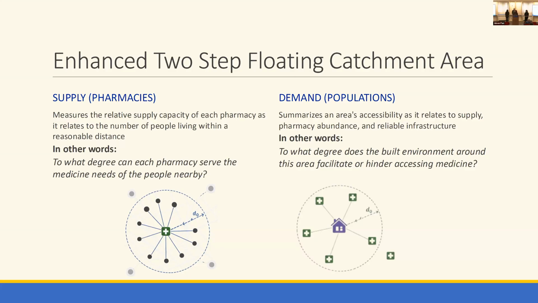So at the pharmacy level on the left, we're asking, to what degree can this pharmacy serve the medicine needs of the people around it? And then when we switch over to the demand side, we look at the SAL centroids and extend designated catchment areas through the OSM road networks. And then we capture the supply that each SAL has from its surrounding pharmacies. This part of the equation is asking, to what degree does the built environment of this area facilitate or hinder access to pharmacies?